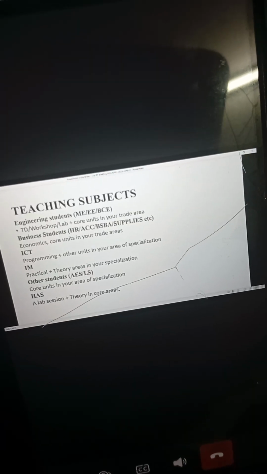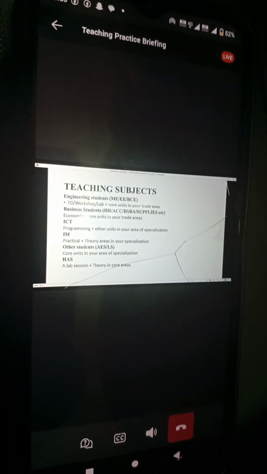You must have a theory lesson. Please better understand. You must have a theory lesson, then plus 1 practical. It can be plus many practicals, but there must be a practical. Or theory plus practicals. The practicals can be TD, that can compensate. Workshop, that is okay. Lab work, that is all right. Then plus that theory in your core area.